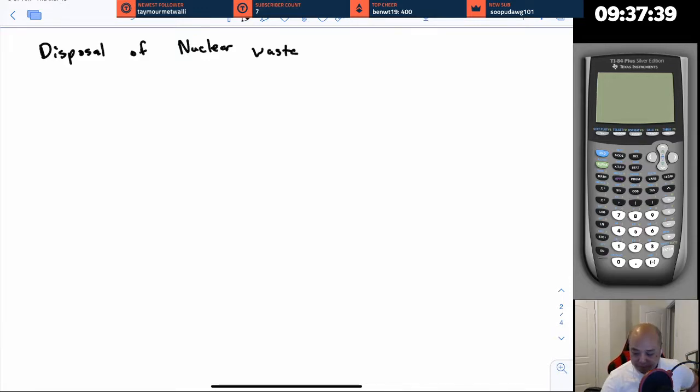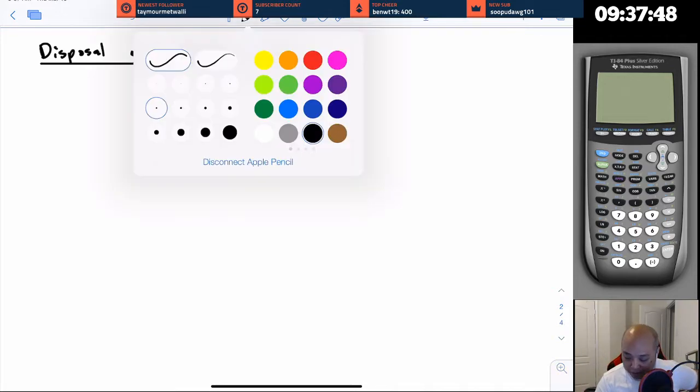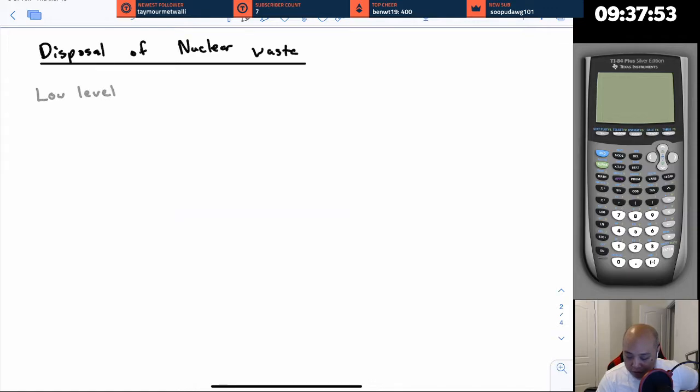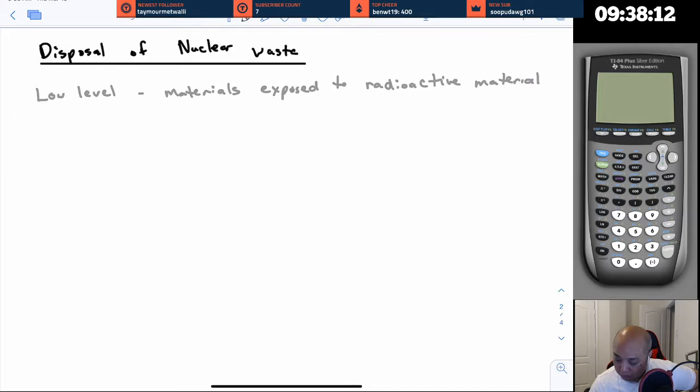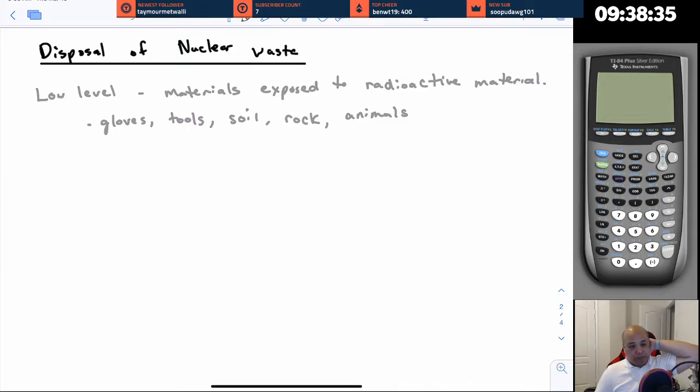Okay, disposal of nuclear waste, and storage, I guess, as well. Now, there's two levels of nuclear waste that we have to worry about. The first is what's called low-level waste. And that is materials exposed to radioactive material. So things like gloves, tools, soil, rock, I guess animals as well that have been exposed to radioactive material. We call it low level because we're talking about low-level exposure and low-level threat of damage as well.